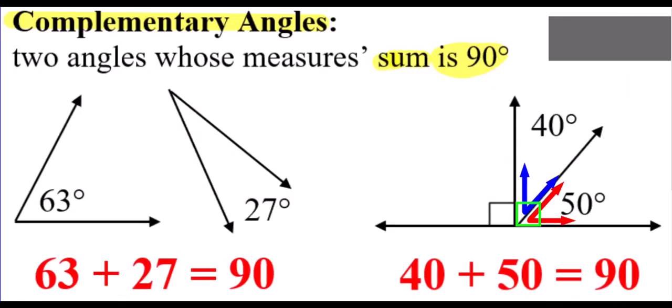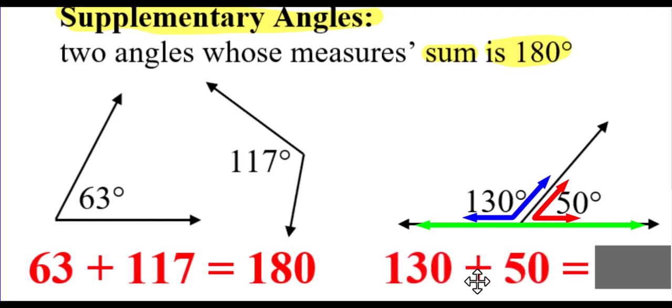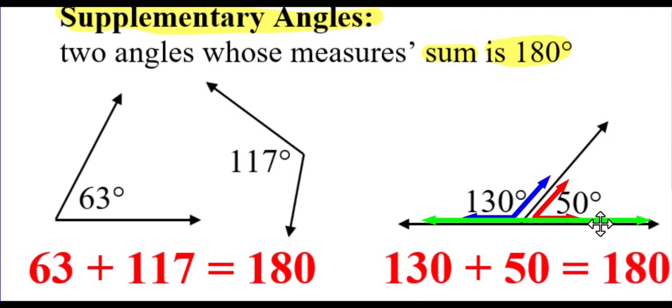So back to where I was, since the 130 and the 50 degree, the blue and the red, they together form a straight angle, that proves they are going to be a pair of supplementary angles because, again, write this down, 130 plus 50 makes 180 degrees. And I knew it was going to make 180 degrees because the measure of a straight angle is 180 degrees.